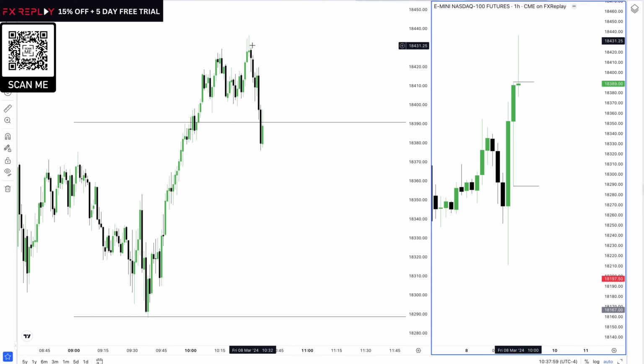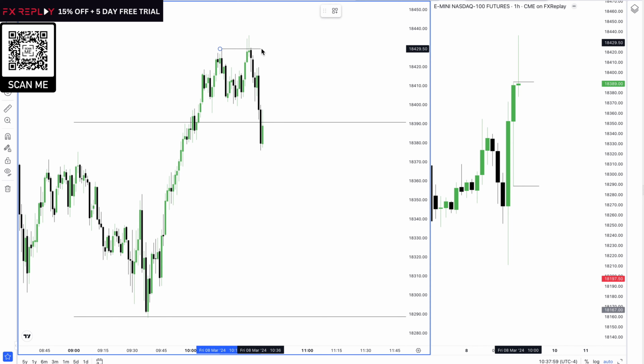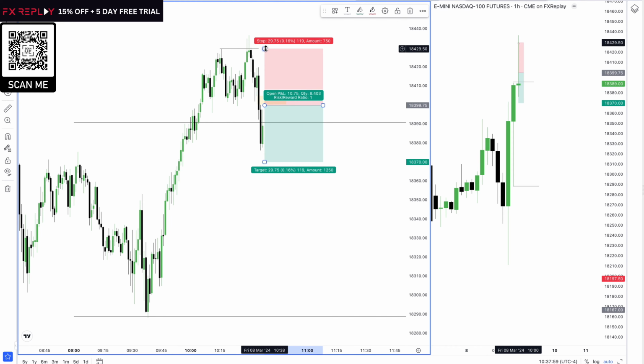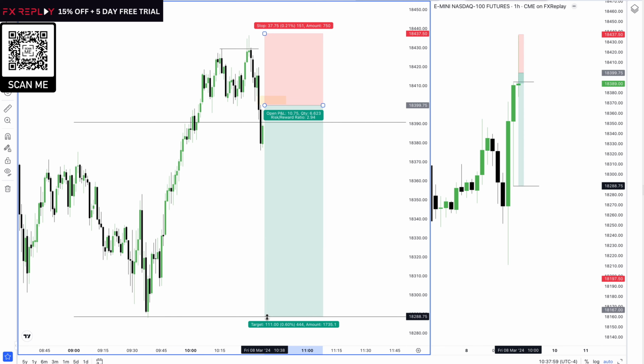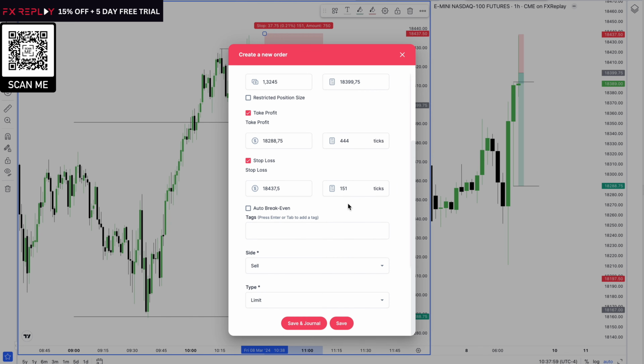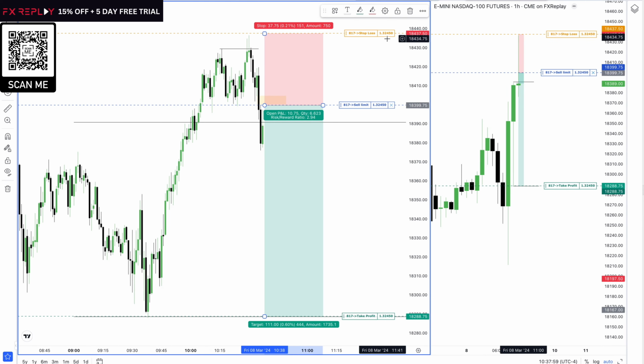Here we sweep the highs. And then one more time, sweep the highs here. Then we get displacement lower, leaving a fair value gap, also together with this breaker and the order block. So I want to short to the 9 a.m. low. Stop above the high. For 1 to 3. And now let's see what price does.